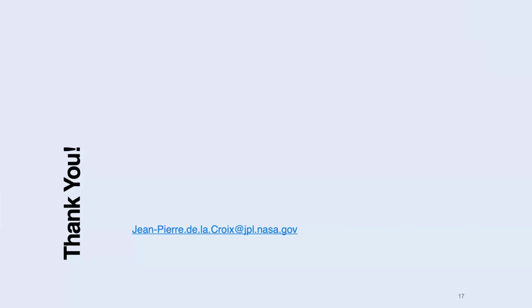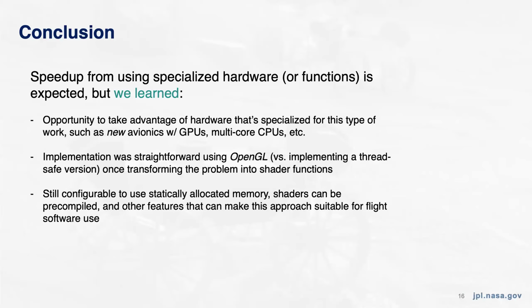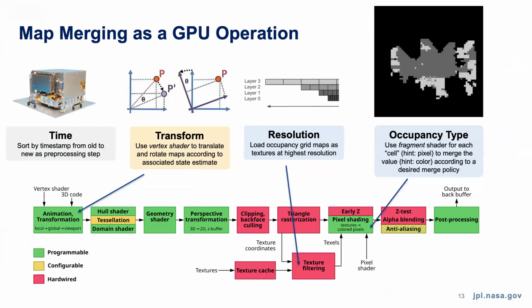Thank you for your presentation. Question on slide 13. In this picture, where was the primary bottleneck in terms of the computation? So in general, for the problem, it's really a combination of all these three: the transform, resolution, and occupancy type, right?